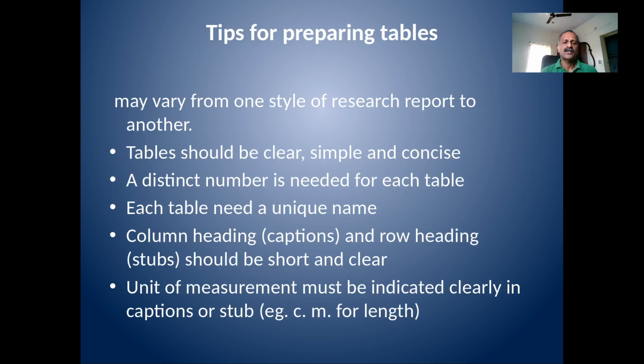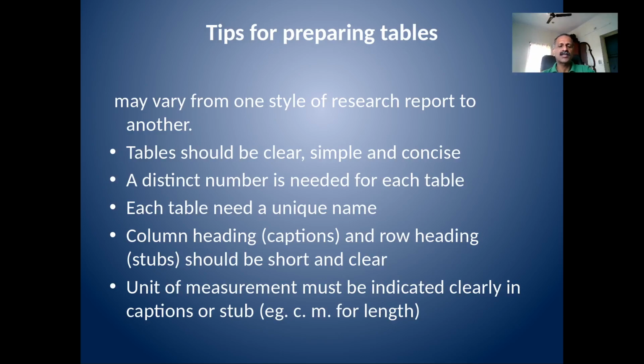The second point, a distinct number is needed for each table. Like every child has the right to have a name, similarly every table has the right to have a name. A distinct number and name is needed for the table. That number should not be given to any other table in that research work. For example, if you give table number 1, there should be only one table with that number. Or you can give 1.1, the first chapter, first table, and for the second chapter, first table, you can write 2.1. So a distinct number is needed.